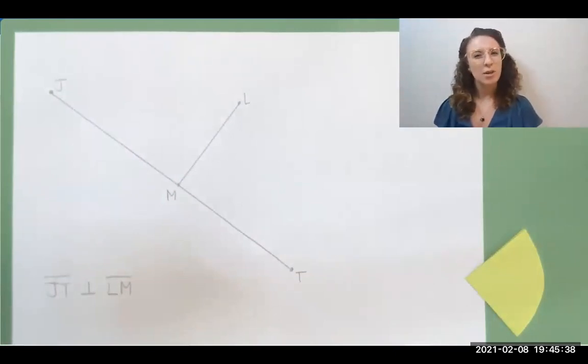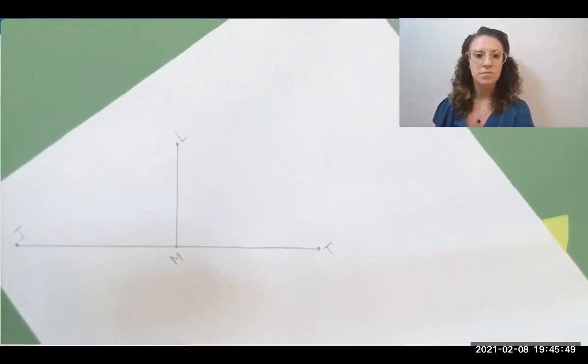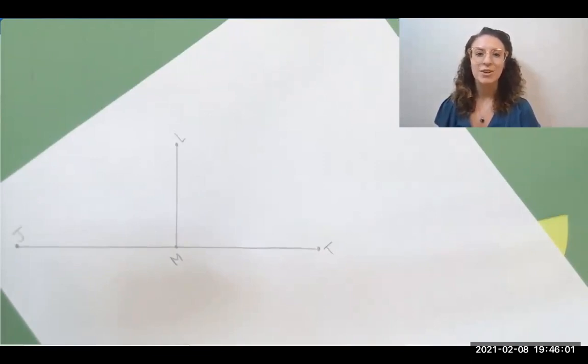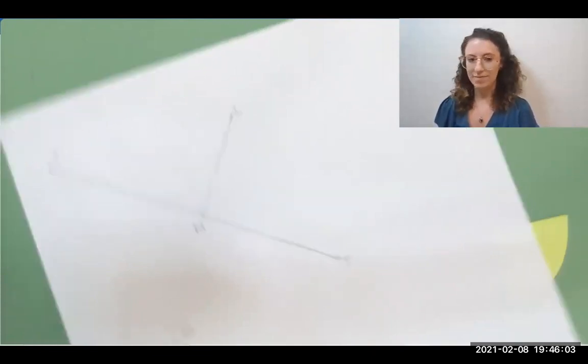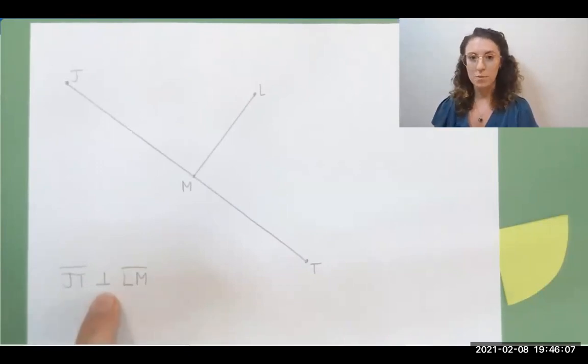There we go. Now, how do we know it's perpendicular? You did watch me use the right angle tool, but if I turn the paper like this until line segment JT looks horizontal, it might feel easier to tell. Now it's your turn to try drawing your own pair of perpendicular lines. Pause the video here and use your straight edge and your right angle tool. Can you label and use the symbol to describe your line segments too?